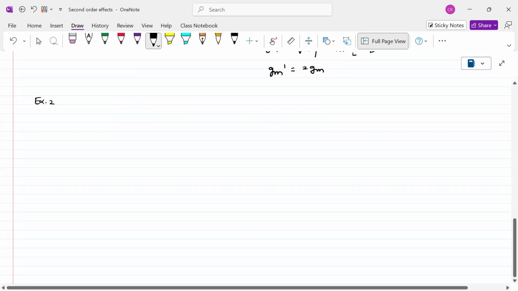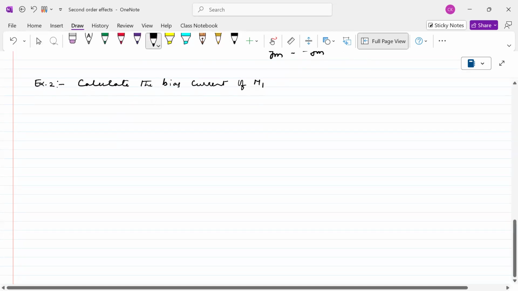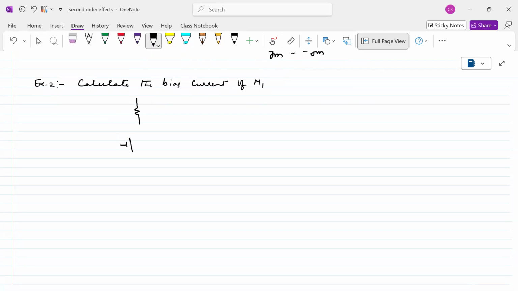Example number 2. Calculate the bias current of M1 if the drain gate is connected as shown. Let me write this particular one. One resistor I have given there, something like this I'm writing.